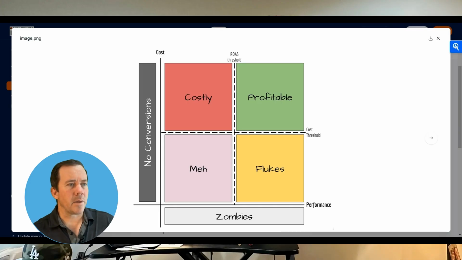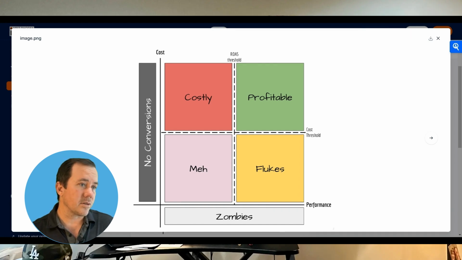Looking at this, each section might seem pretty self-explanatory, but let me go into it. First, you have your profitable items because they're profitable, you spend money on them, and you're happy to do so. Then you have items that you spend a decent amount of money on, but they are deemed not profitable. These are what we call costly. Then you have meh. These are items with very few conversions. You don't spend a lot of money on them, on any single one, but you do spend money on them. And perhaps you don't really know if these are going to convert or be profitable because you're not spending enough. And also, they're not converting enough to decide.